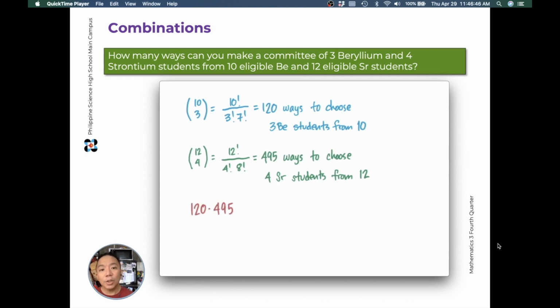So meron tayong 120 ways para kumuha ng beryllium students and 495 ways para kumuha ng strontium students. To get the total number of ways na pwede natin silang i-combine, this would be 120 times 495. This will give us 59,400 ways to form the committee.